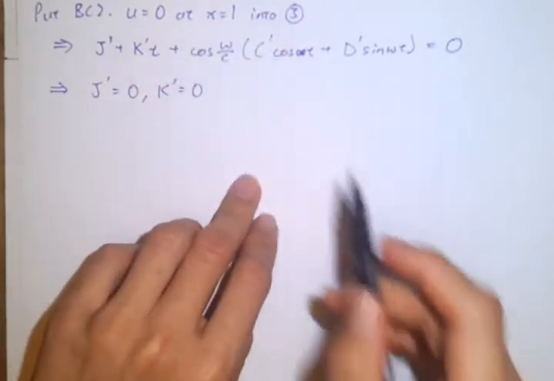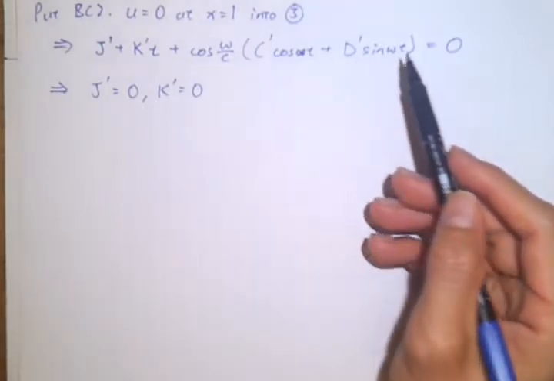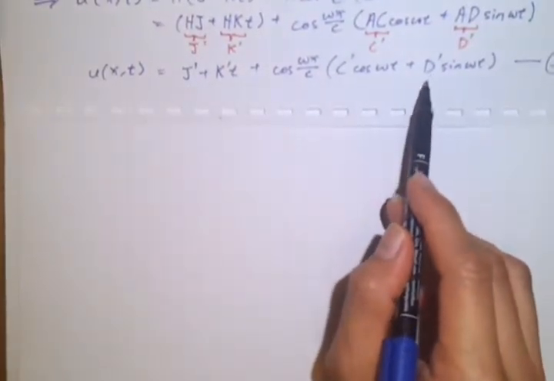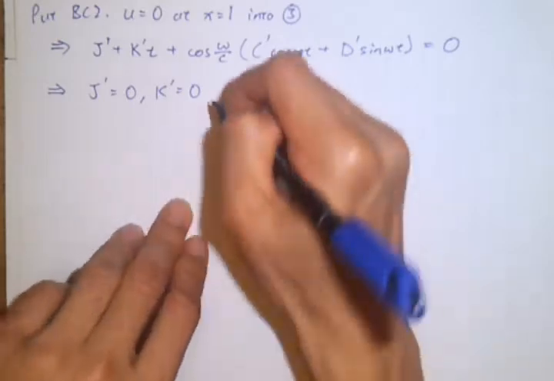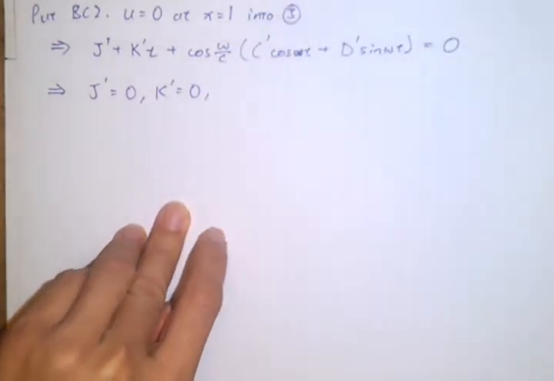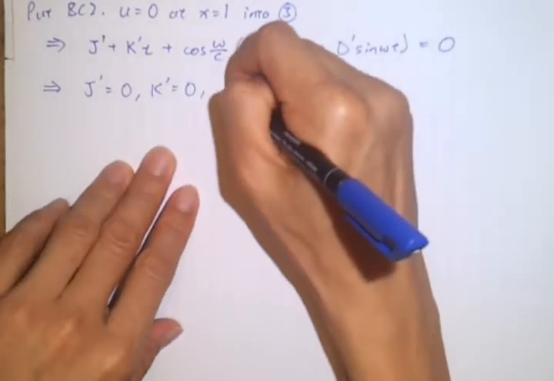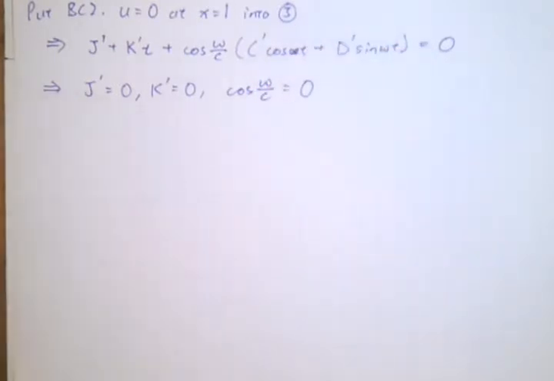Now, if you make c prime and d prime 0 as well, there's nothing left in your solution. If j prime is 0, k prime is 0, c prime and d prime are also 0, there's really nothing left. So instead of making c prime and d prime 0, what you should do is actually to make cosine omega over c to be 0. So how do you get cosine omega over c to be 0?